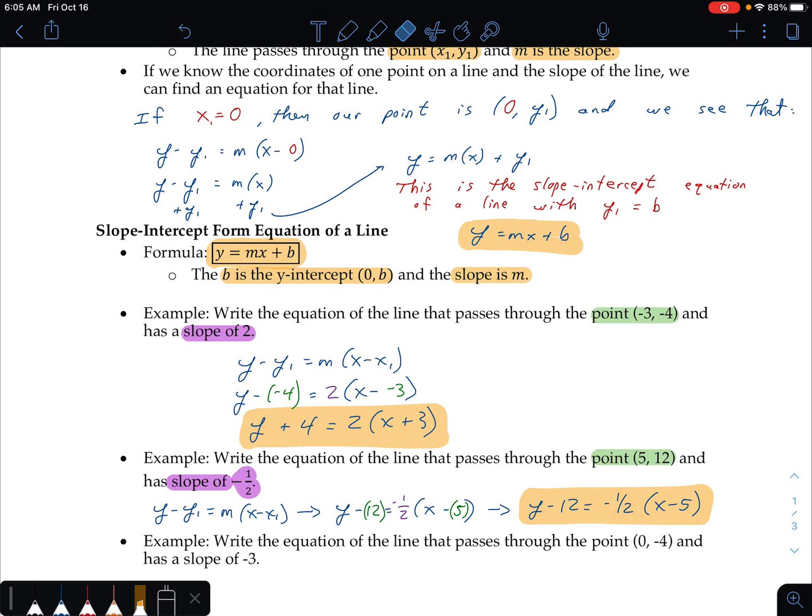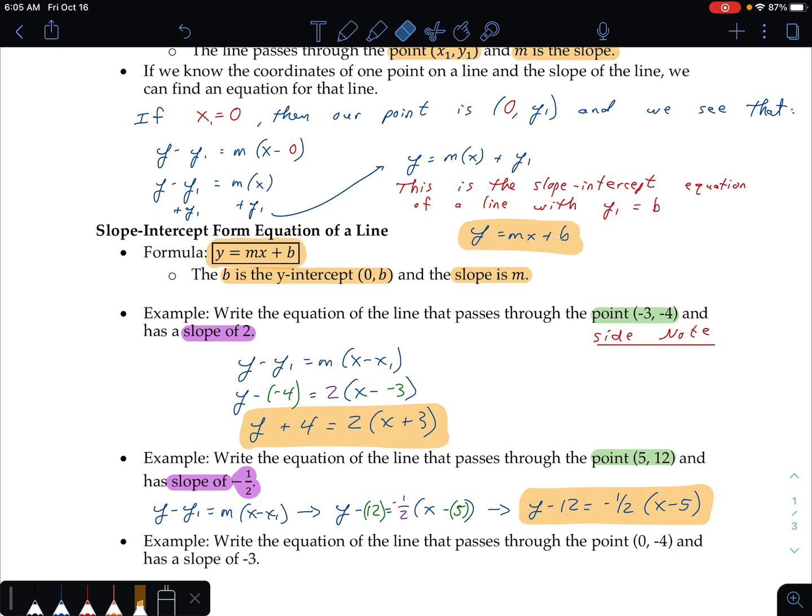Now, technically, as like a side note, you could take either of these. We'll look at the first one because there's a little bit more room there. And you could rewrite this equation of a line, y plus 4 is equal to 2 times x plus 3.